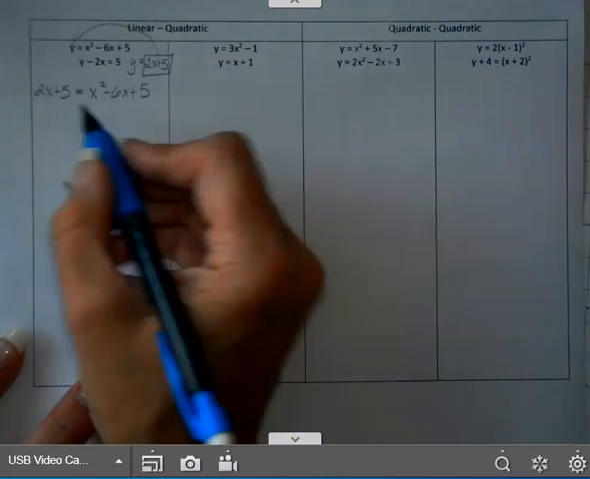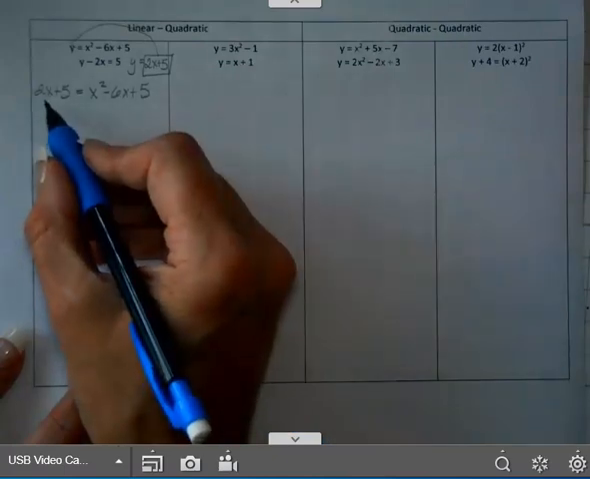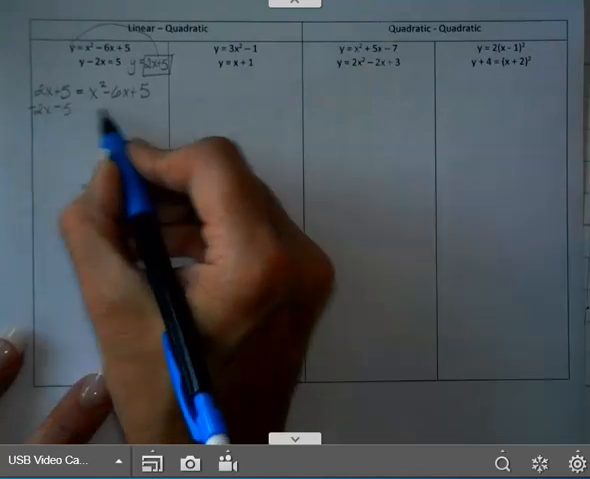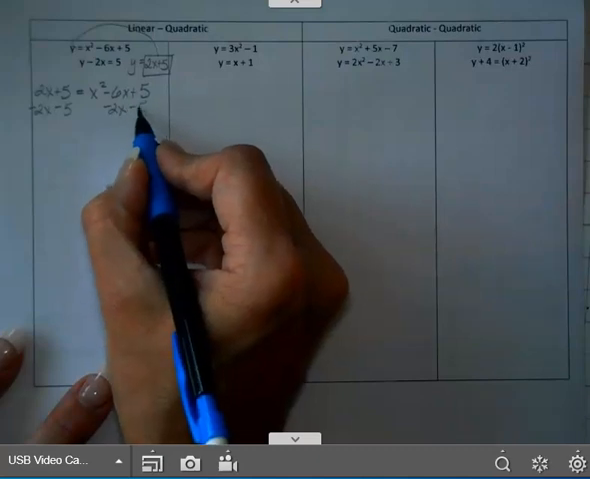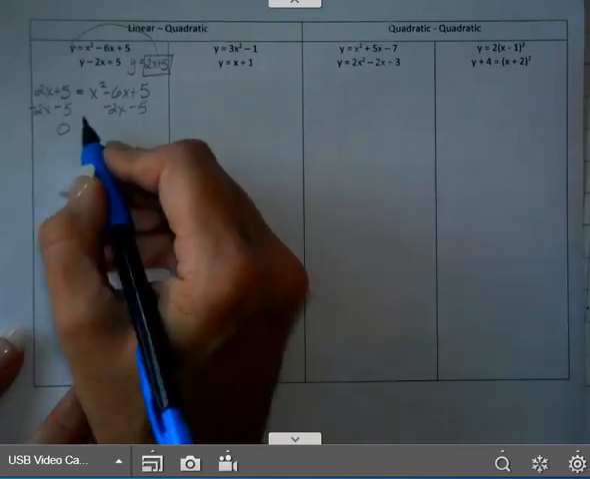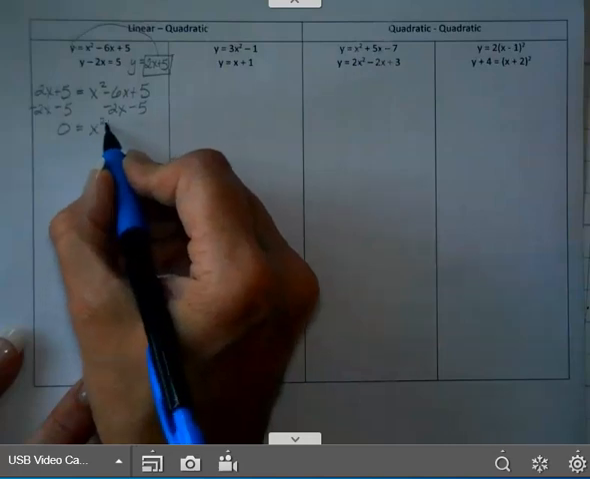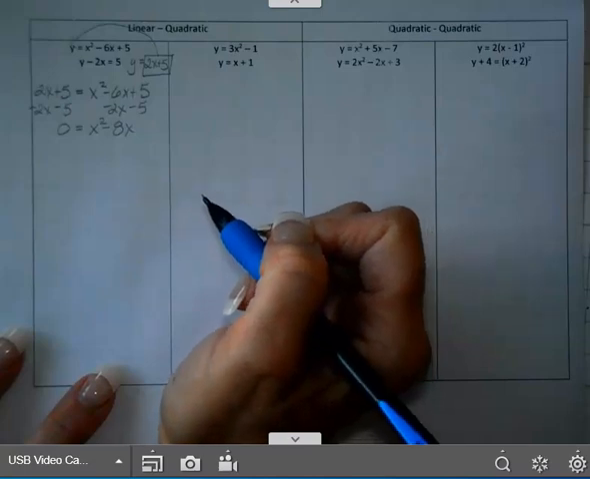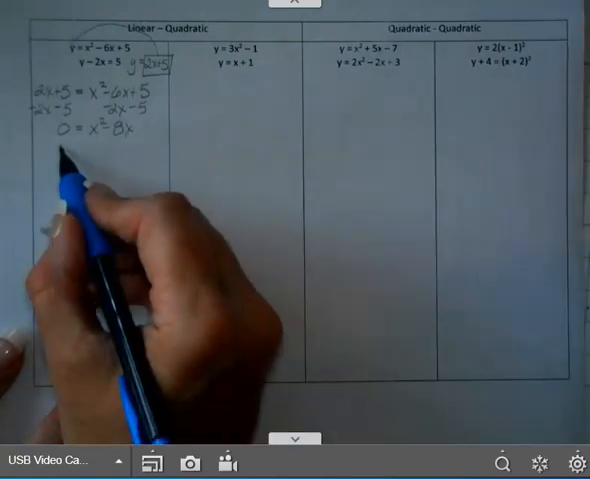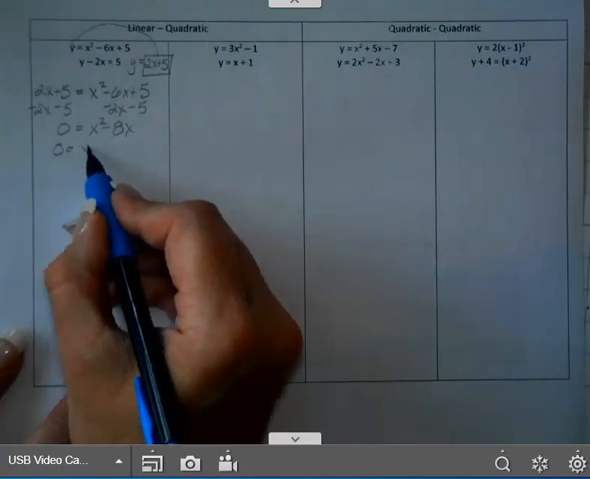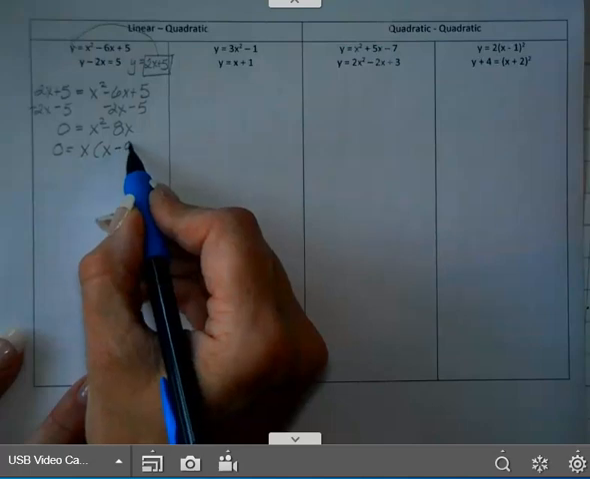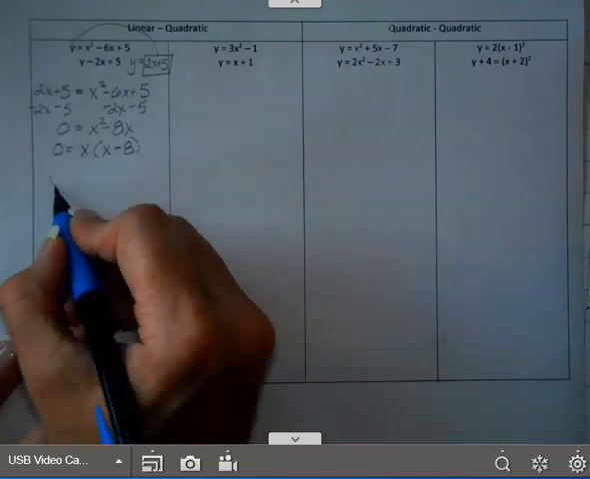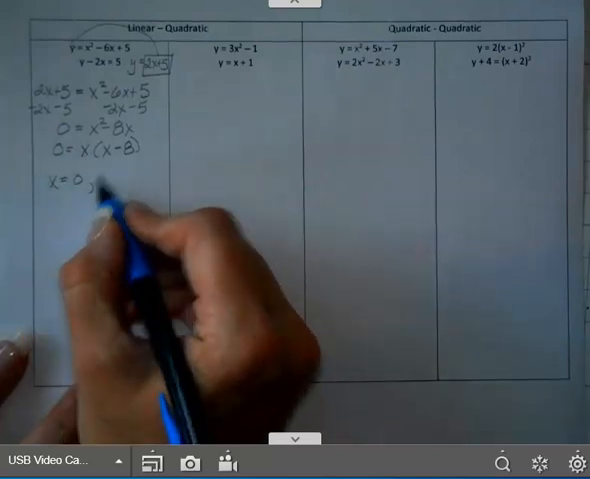This is a quadratic. I'd like to see if I can factor it, so I'm going to move these to the other side. So I'm going to subtract 2x and subtract 5. This becomes 0. And this is x squared minus 8x. And the 5's cancel out. Oh, how nice for us. This has a greatest common factor of x. So divide each of those by x when you pull that out. And so I have x equals 0 and x equals 8.